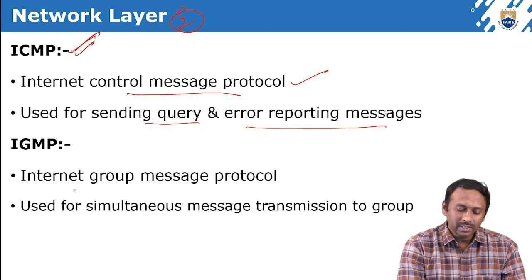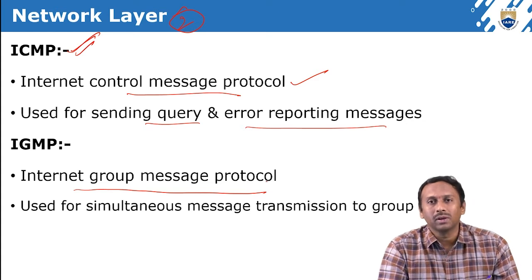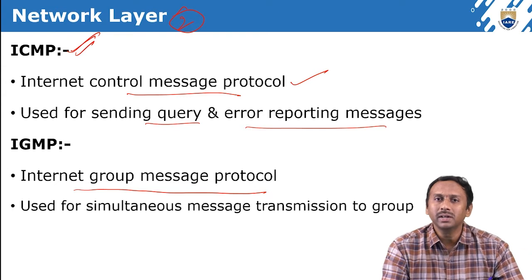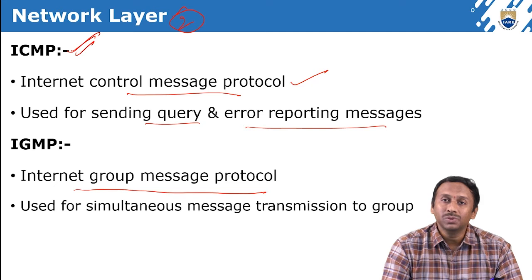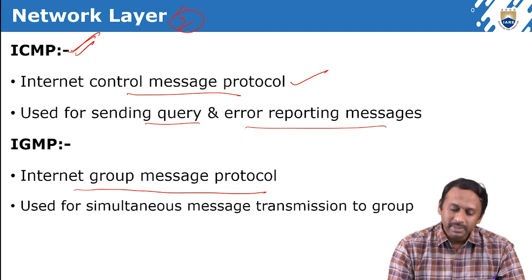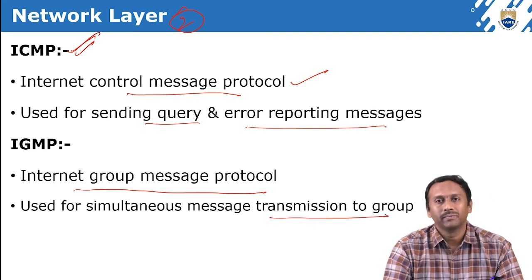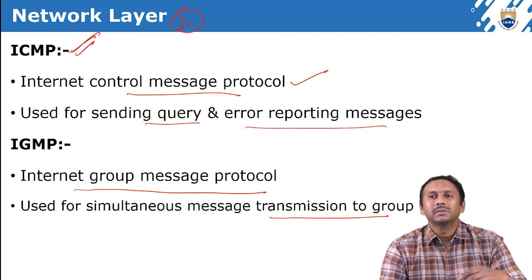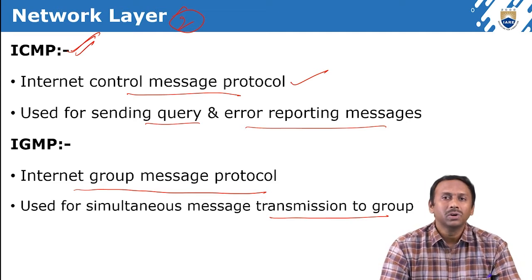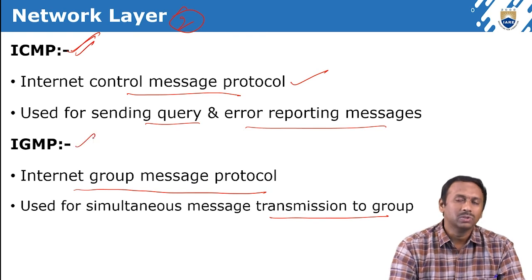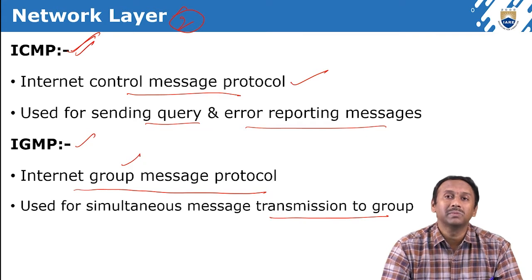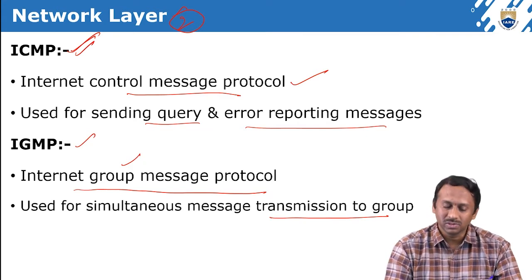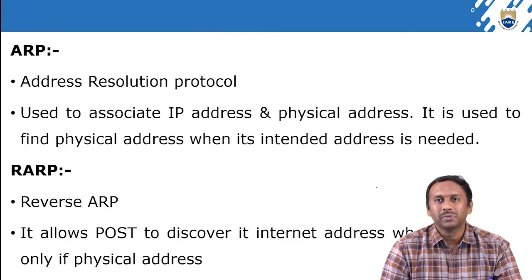And next is IGMP. IGMP stands for Internet Group Message Protocol, not Internet Control Message Protocol. This IGMP protocol is used for simultaneous message transmission to a group. That is the purpose we use it for. The name itself is easy to understand and remember. It's a group message protocol, so it's a transmission for a group.